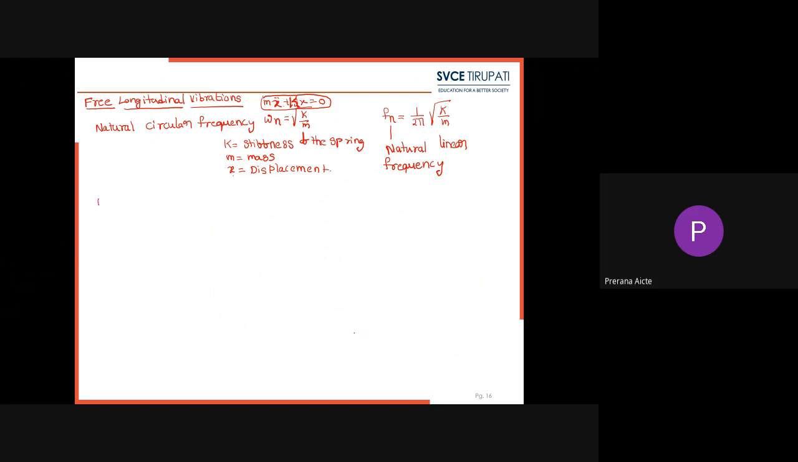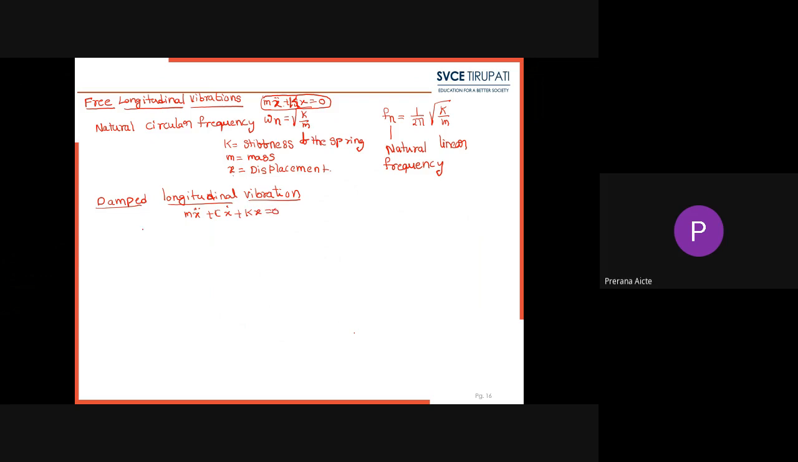And in the next case, if you take damped longitudinal vibration, with the damping, you can express the equilibrium condition as m x double dot plus c x dot plus k x is equal to 0. So this is the full-fledged equation.